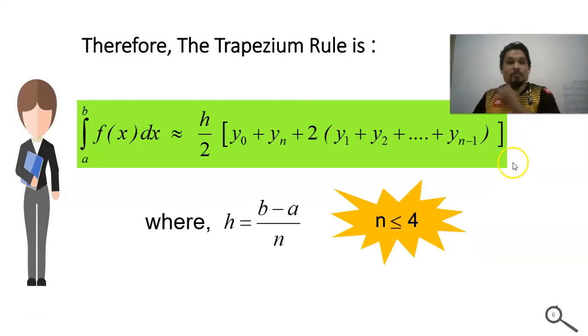Therefore, the trapezium rule here is as shown, where n is less than or equal to 4.